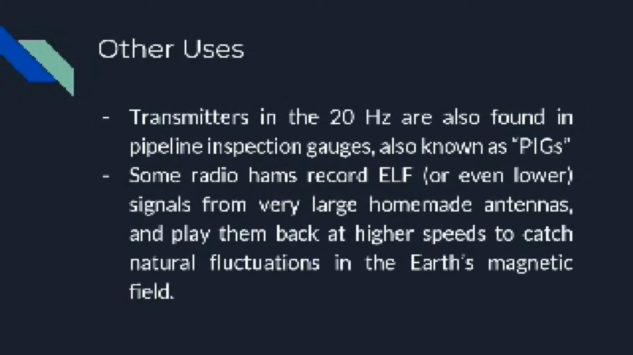Other uses of ELF communication. Transmitters in the 20 Hz range are also found in pipeline inspection gauges, also known as PIGs. Some radio hams record ELF or even lower signals from very large homemade antennas and play them back at higher speeds to catch natural fluctuations in the Earth's electromagnetic field. Increasing the playback speed also increases the pitch, so that it is brought into the audio frequency range.